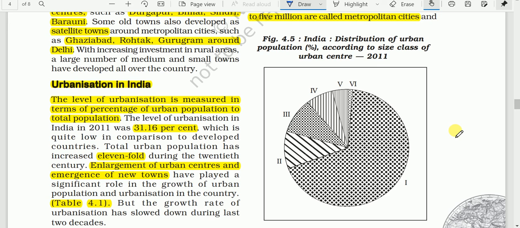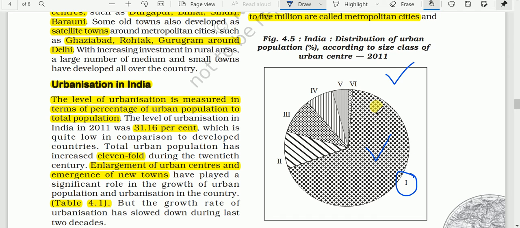distribution of urban population. So this pie chart also explains the distribution of urban population. Here, if you see this pie diagram, you'll find that class 1 town shares the maximum number of urban dwellers, as we have read in table number 4.2.